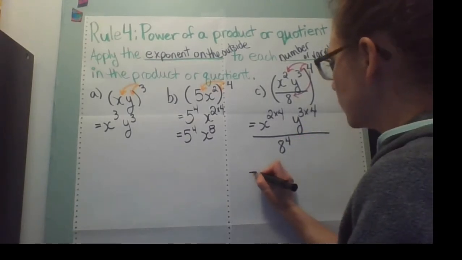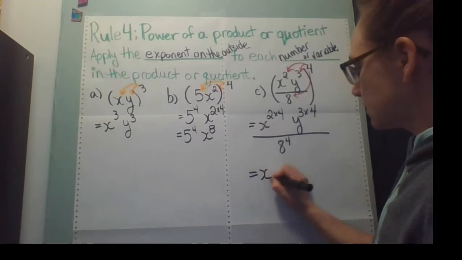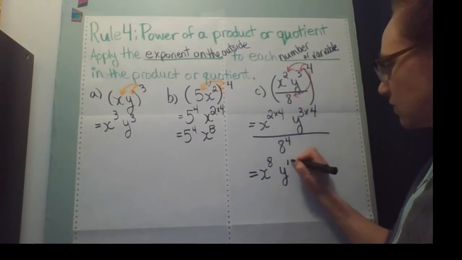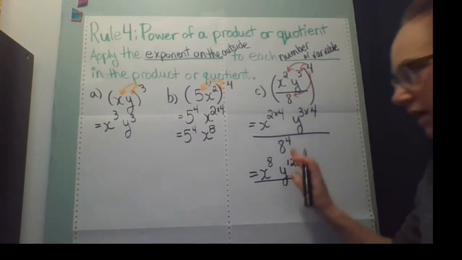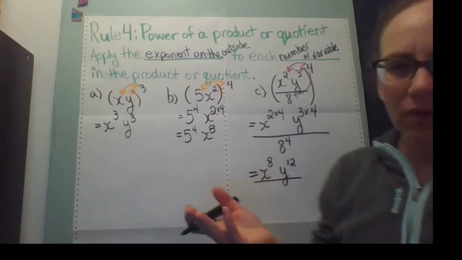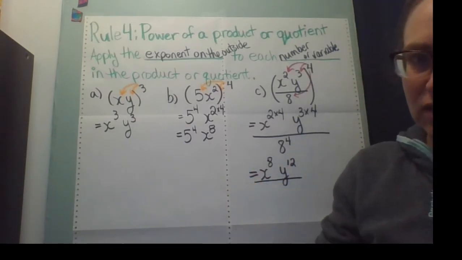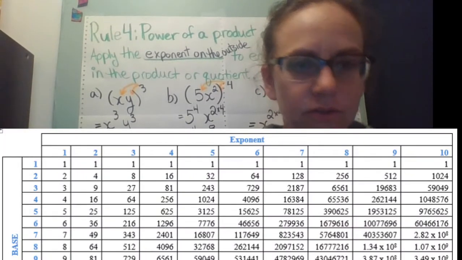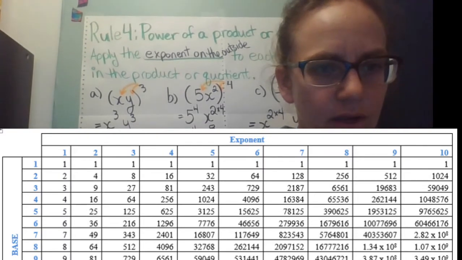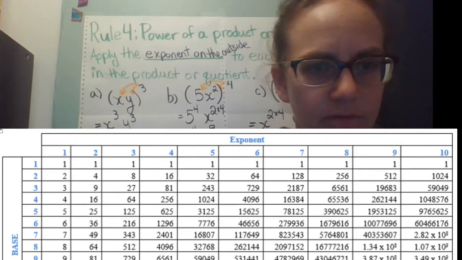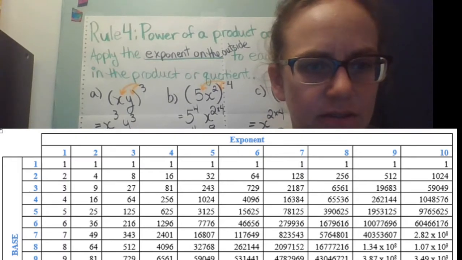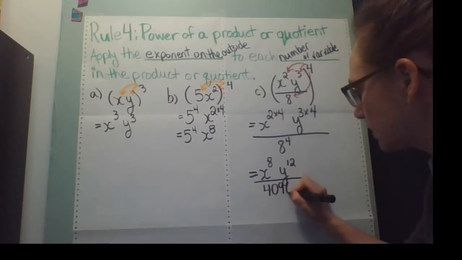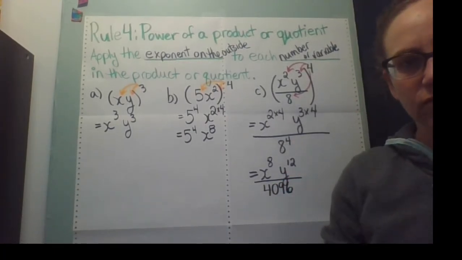Finish it off. I'm going to have x to the 8, because that's what 2 times 4 is. I'm going to have a y to the 12, because that's what 3 times 4 is, all divided by 8 to the 4. And this time I am probably going to want to evaluate it, because it looks a little silly not evaluated. So let's remember our little table that I had over here. So if I want to figure out 8 to the exponent 4, I go to my base 8, exponent 4, 4096 is my answer. Because that's what 8 to the 4 is.